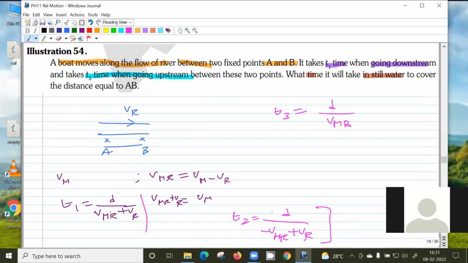So we have to find VMR from these two. In still water, the velocity of the river is zero. See, VMR is the swimmer's capability, right? That's not going to change, and that is equal to VM when VR is 0. It's VM only, but it's the same as the swimmer's capability, which is invariant.